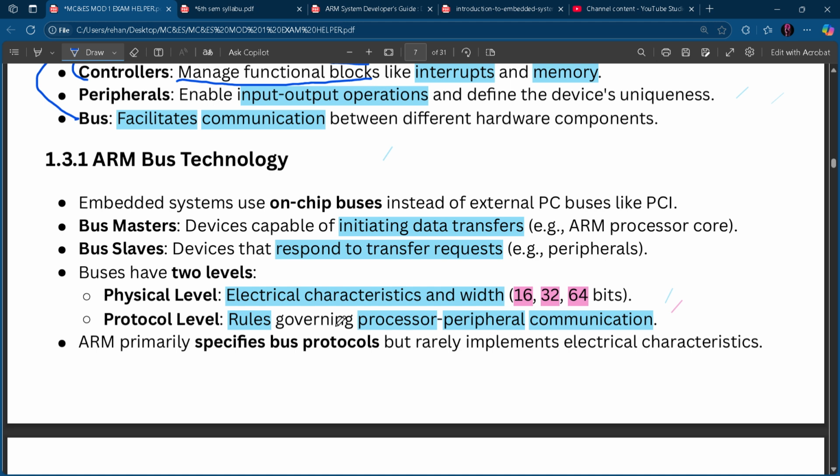Buses have two levels. One is the physical level, and another is the protocol level. The physical level is nothing but electrical characteristics and widths, like 16-bit, 32-bit, and 64-bit. That's the physical level, the hardware stuff. And the protocol level: whenever you hear the word protocol, it's nothing but a set of rules to be followed under certain circumstances.